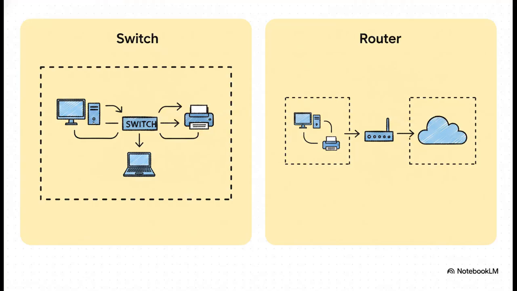Okay, this is a super important distinction for your exams. Switches and routers, they have totally different jobs. A switch is like a local traffic cop. It uses those MAC address fingerprints to direct traffic within one single network. A router, on the other hand, is like the major highway interchange. It uses IP addresses to send data between different networks, say from your home network out to the big wide internet.